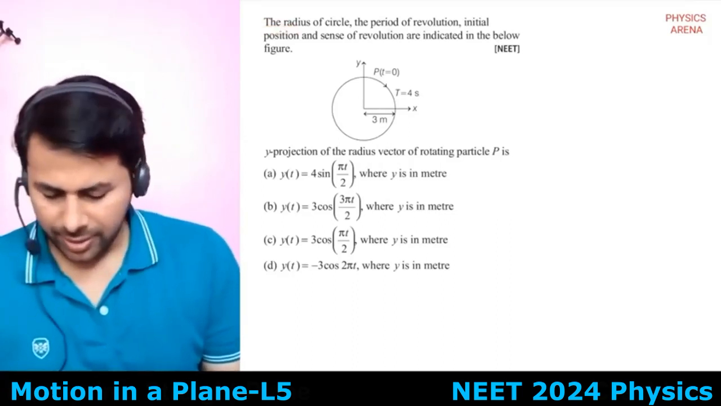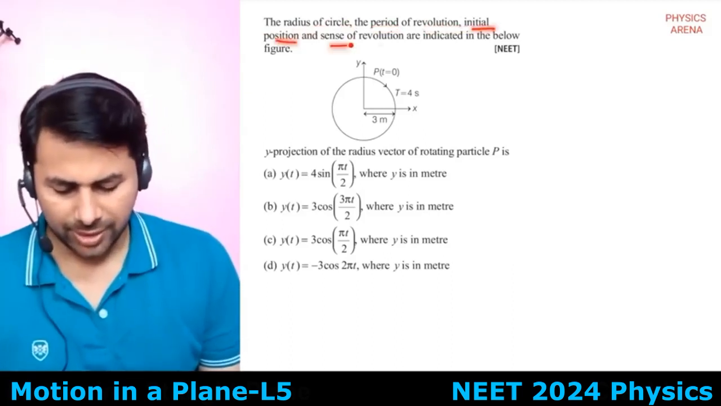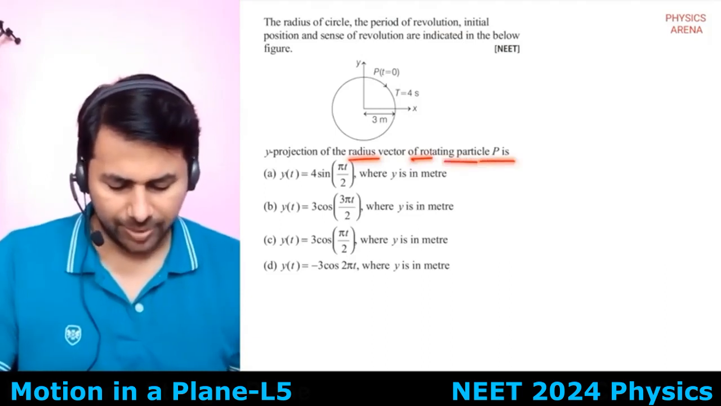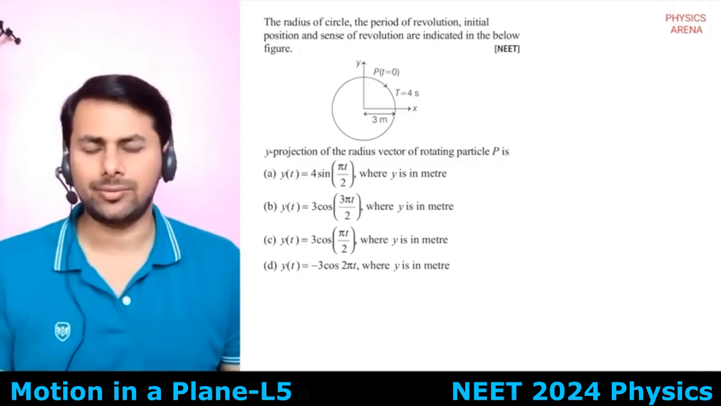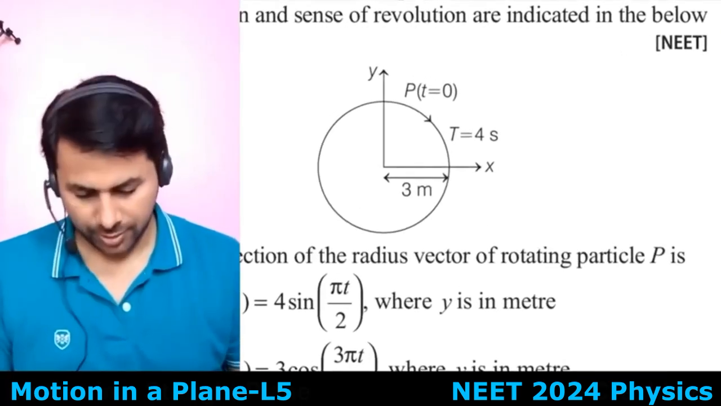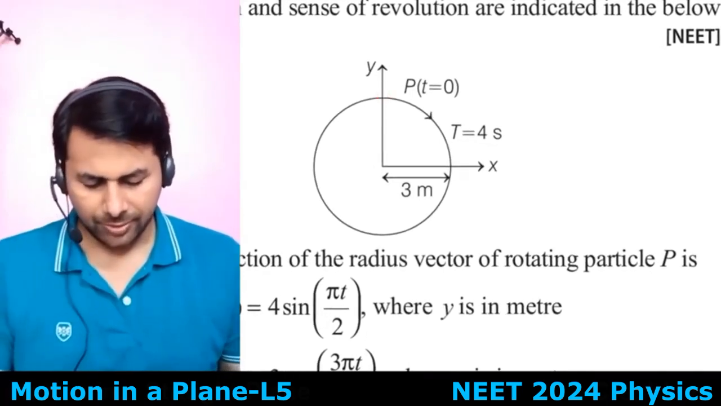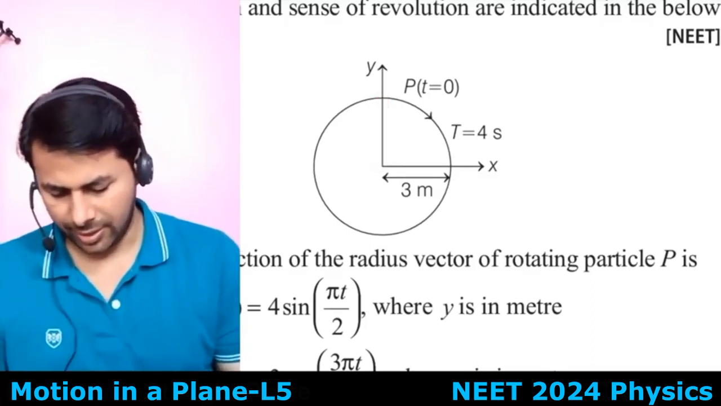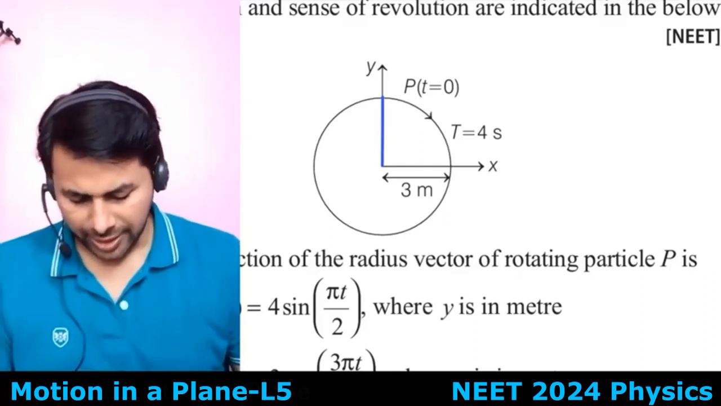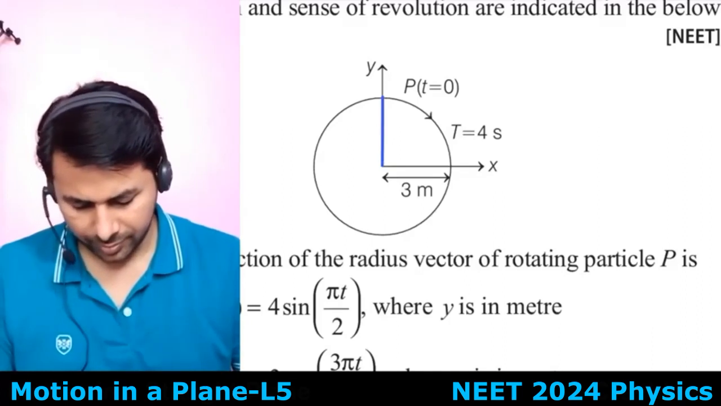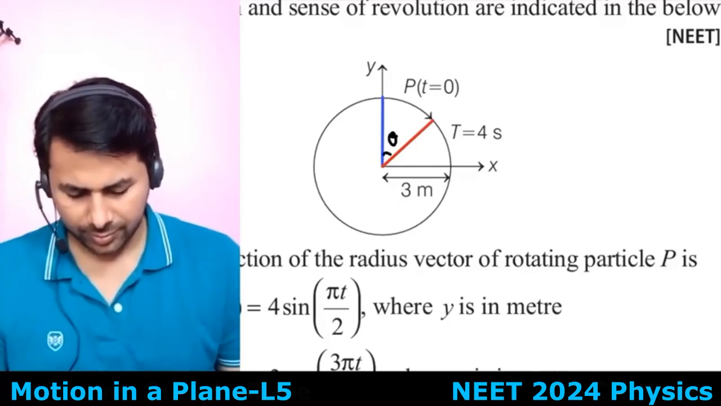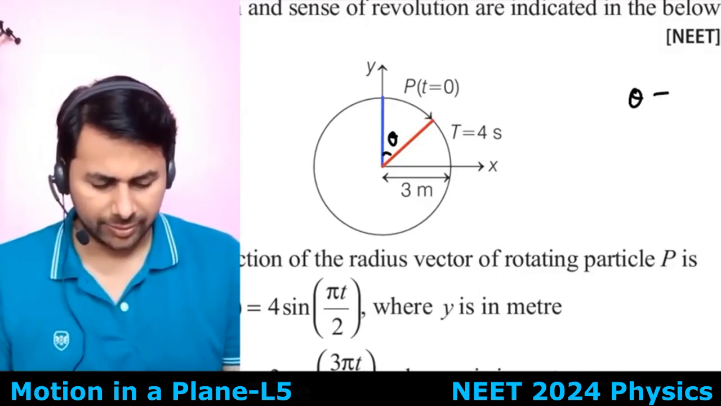All right, so the radius of circle, the period of revolution, initial position and sense of revolution are indicated in the below figure. Y projection of radius vector of rotating particle P is, this is the question. What is Y component? So, particle is at point P at t equals 0. This is the Y component. So, at t equals 0, Y component would be maximum. And as it moves, let's suppose at some time t, it goes here. So, this angle is theta, theta equals omega t.